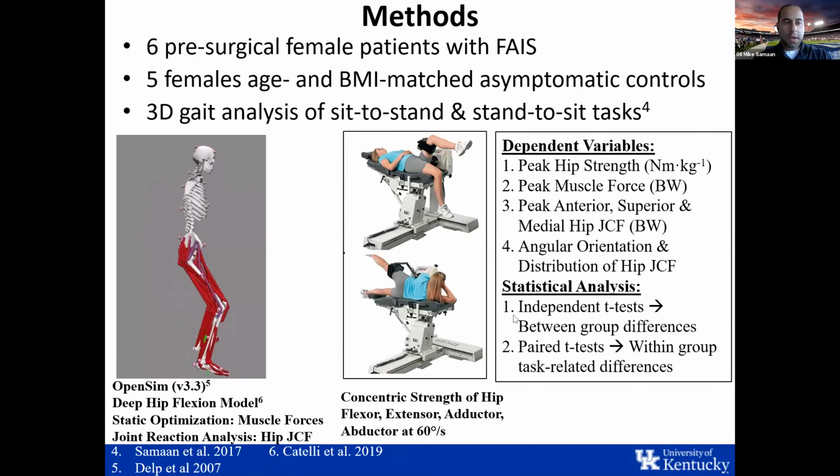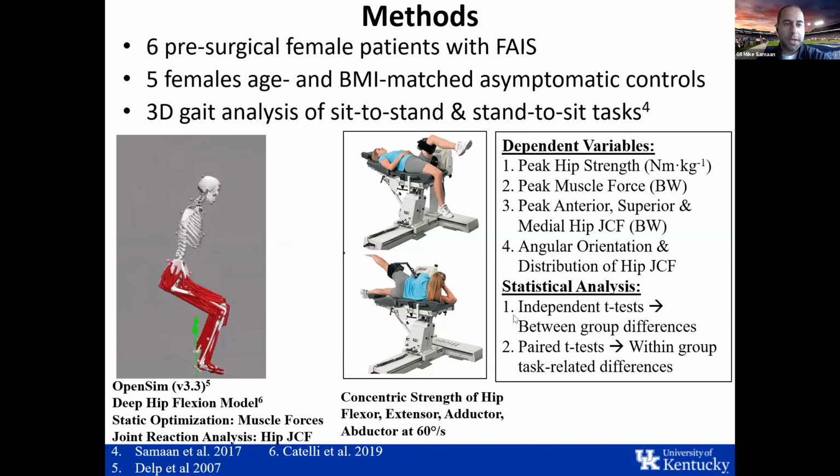So for this study, we recruited and tested 6 pre-surgical female patients with FAIS. And then we also tested 5 females that were age and BMI matched asymptomatic controls. So our control group did not have any clinical signs of impingement or any signs of radiographic osteoarthritis. So all of our patients and controls obtained an anterior posterior pelvic radiograph to assess radiographic hip OA.